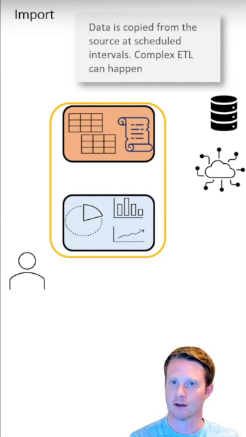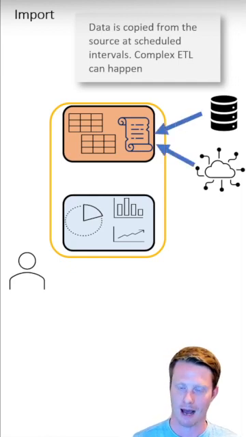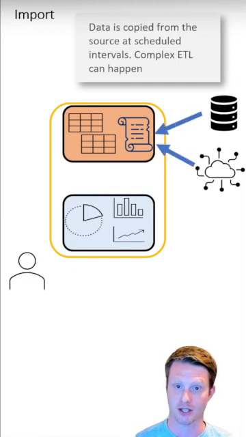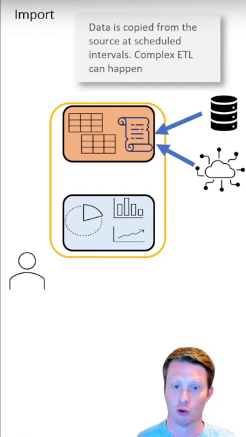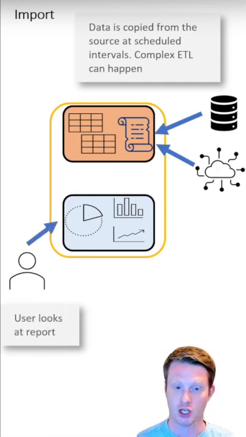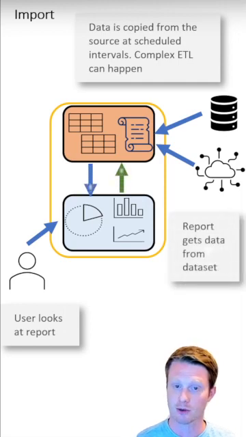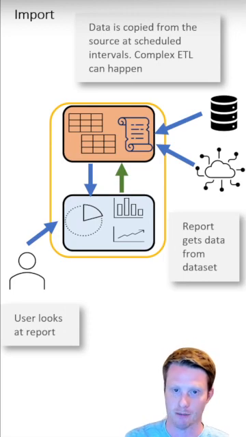Right? Complex ETLs and transformations can happen. And this data is stored in the Power BI service. So app.powerbi.com, it's all stored behind the scenes. It's stored for you. Then when a user looks at the report, this report gets the data directly from the data set. So it doesn't look at the source anymore. All the data is in Power BI service, and that's why it's really, really quick and really powerful.